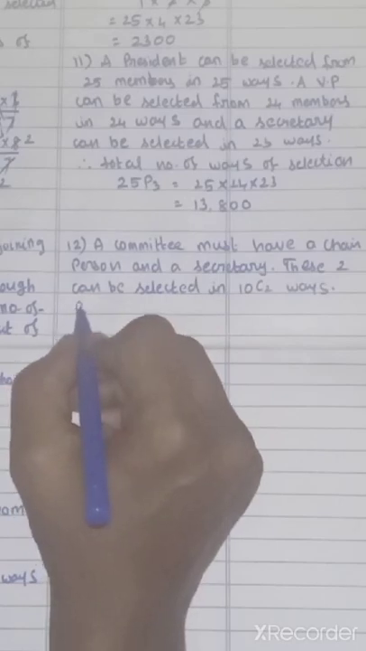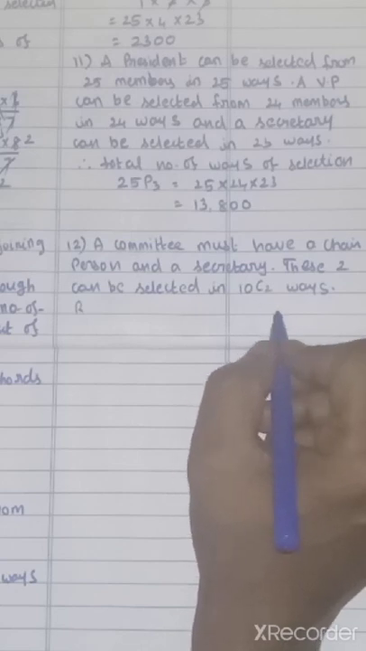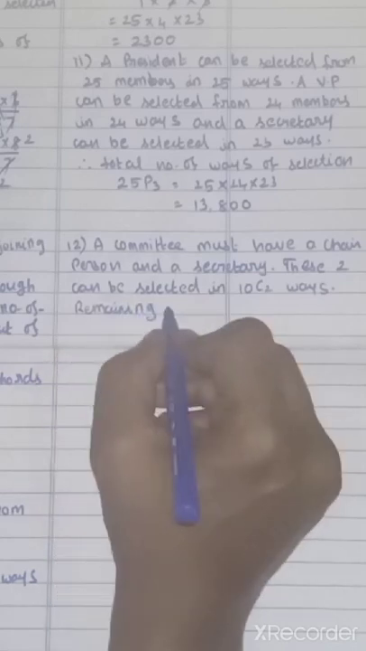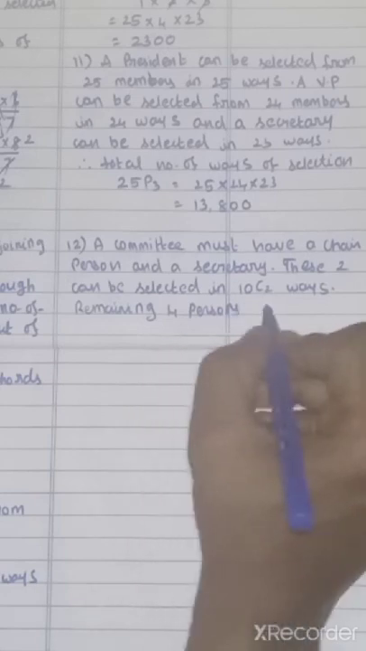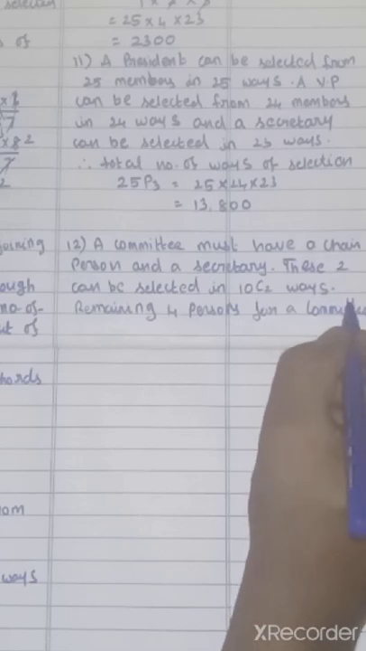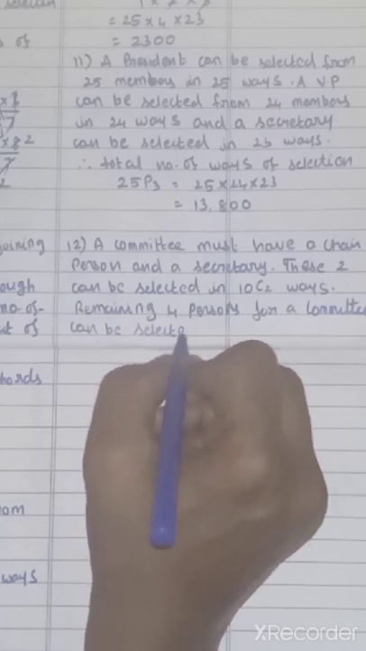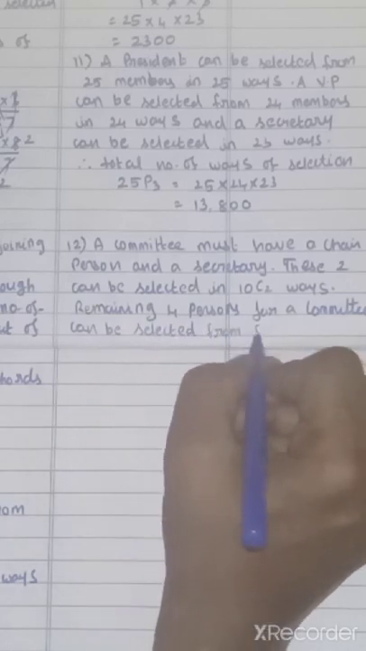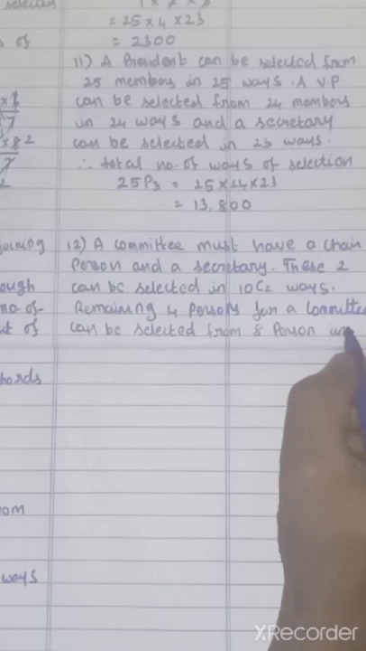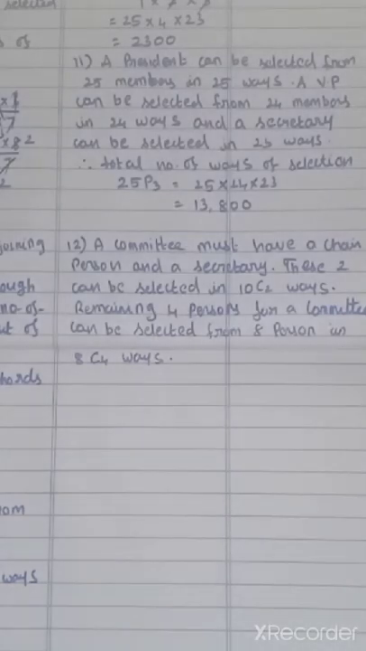Remaining, how many persons do we have to choose? We have to form a committee of 6 persons. Of the 6, we have taken 2. So the remaining 8 people will be there, but we have to choose 4. So the remaining 4 persons for the committee can be selected from 8 persons in 8C4 ways. Is that right?